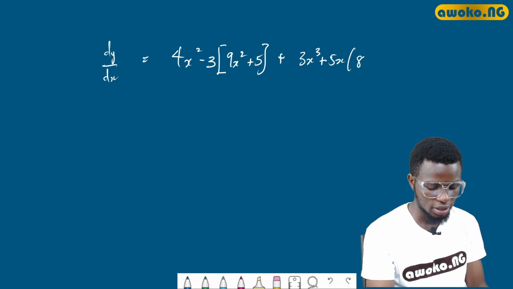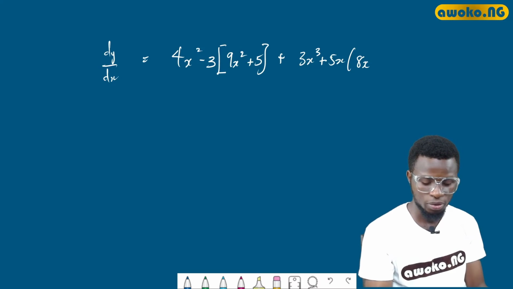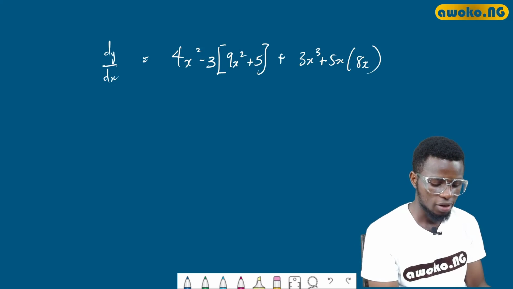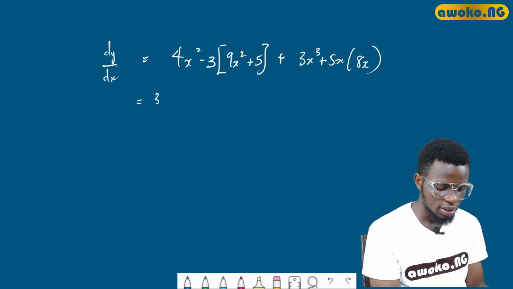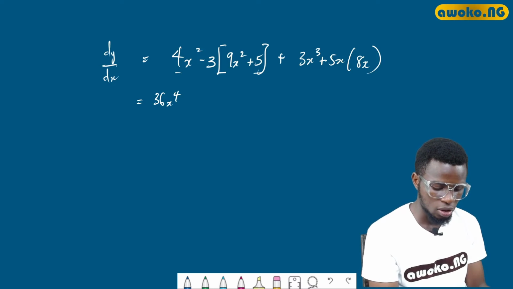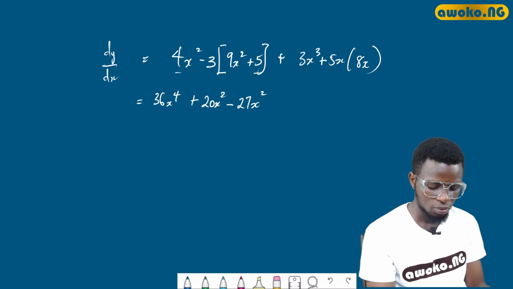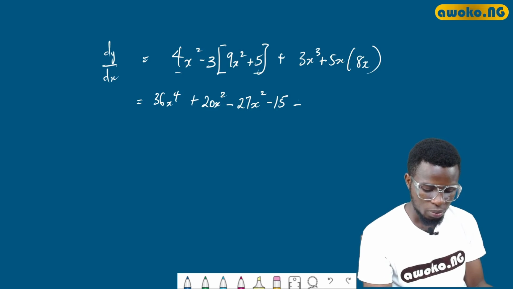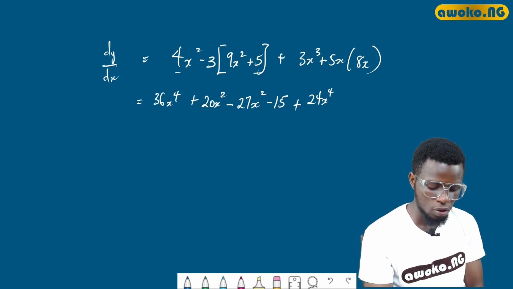We have 8x minus 0, because 3 is a constant, so we just discard it. So we have this to be equal to 36x^4. This times this will give us plus 20x^2 minus 27x^2, then minus 15, plus 24x^4 plus 40x^2.